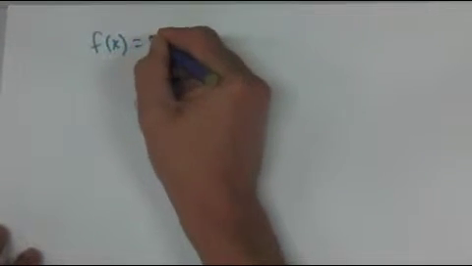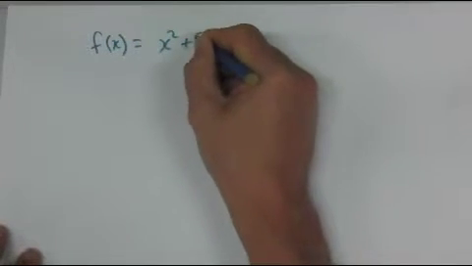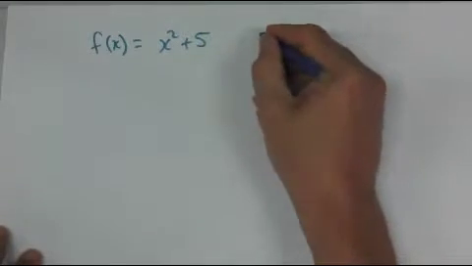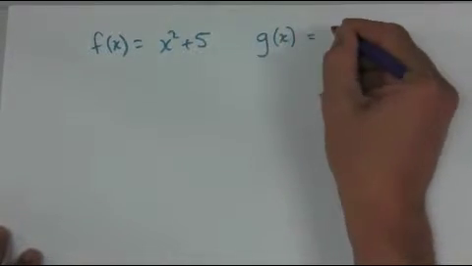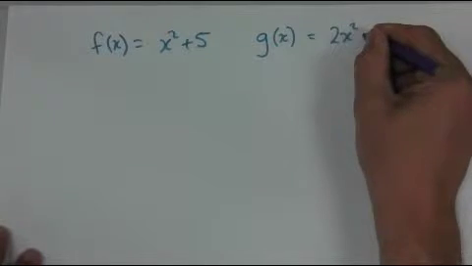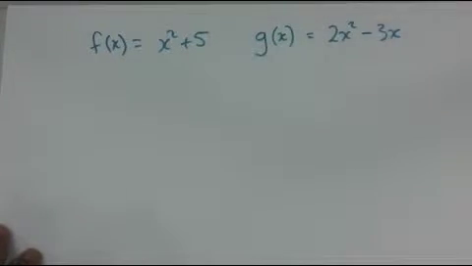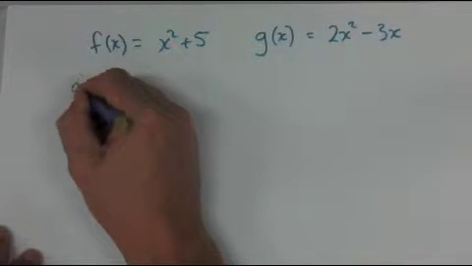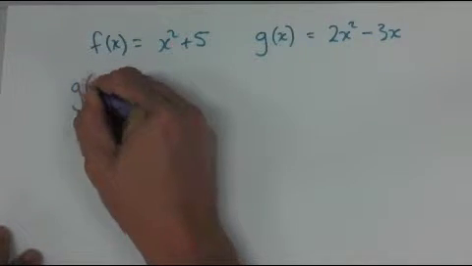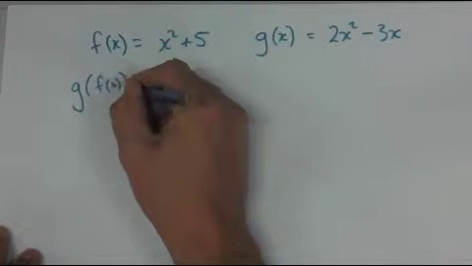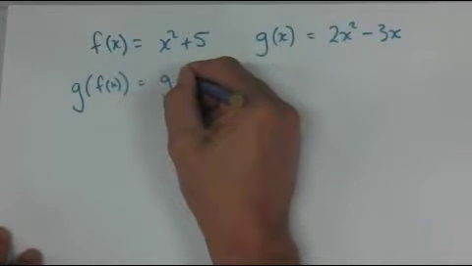In the last video we looked at combining functions. So again, if I had the function f(x) equal to x squared plus 5, and I had the function g(x) equal to 2x squared take 3x, then I can combine these two functions. I might look for the function g of f of x, written as g(f(x)).